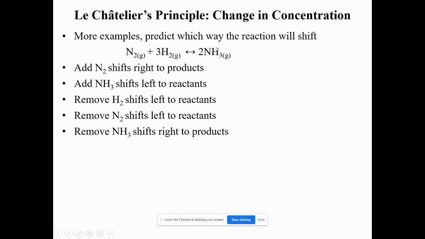If you remove NH3, what's going to happen? Again, your fulcrum point, this side's going to go down. To get back to equilibrium, you've got to shift to the right. So now, you need to either memorize this or think of Q or however you need to do it to get it into your head, okay? But you have to know Le Chatelier's principle, right?